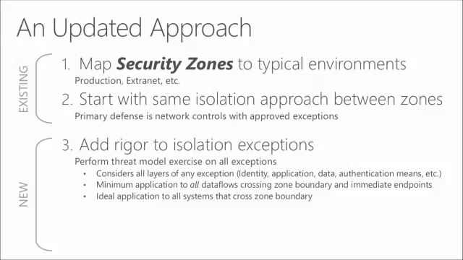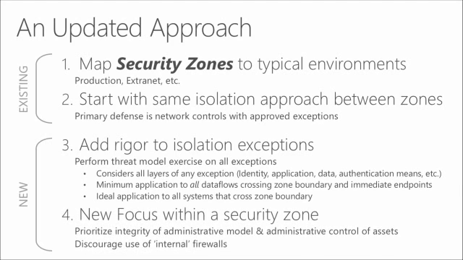We don't want to just say, okay, port 443, port 80, port 21, port 25, we're going to allow those. We don't want to be doing that. We want to add rigor to it and perform a threat model exercise, which we'll cover in the application section on how to do that. That really considers all layers of an exception: the identity, application, data, authentication, encryption, and the like. We want to make sure that we have good full coverage on it and that we're actually understanding what's crossing those major trust boundaries. And then within a security zone, we don't want to focus on firewalls because it's non-productive.